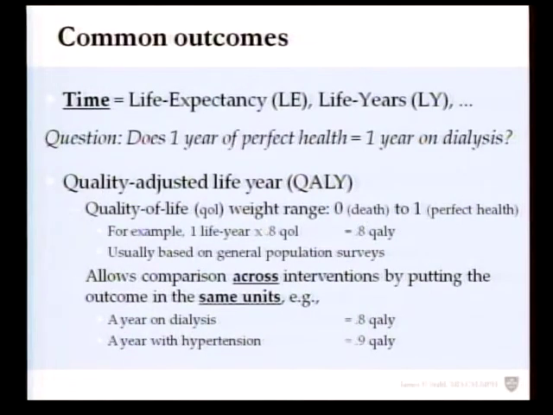Outcomes in the same unit. So basically it makes it manageable. Just for example, somebody might say dialysis might be 0.8 quality of life, and hypertension might be 0.9 quality. Now we'll talk about some of the critiques of this a little bit later as we go forward.